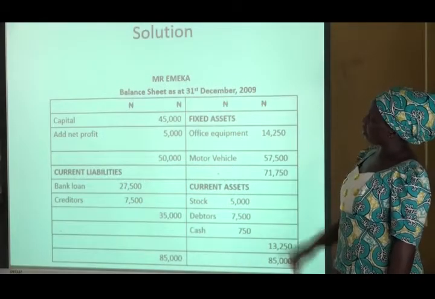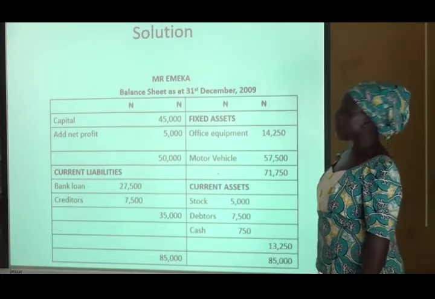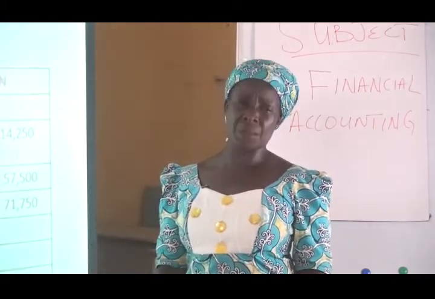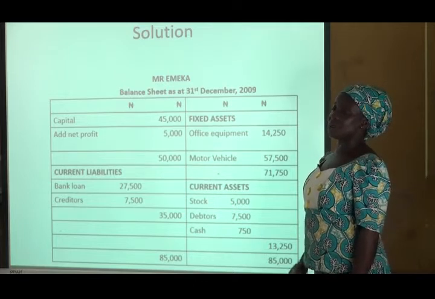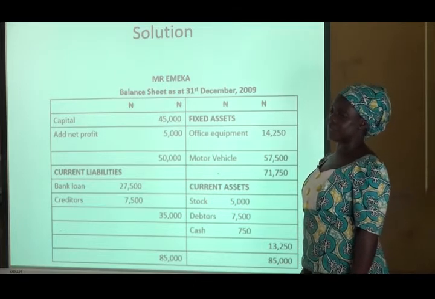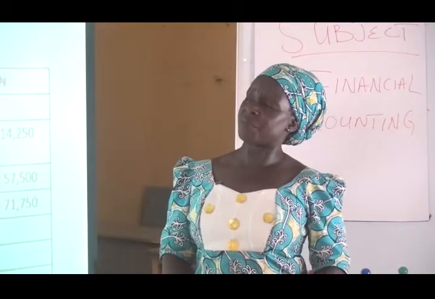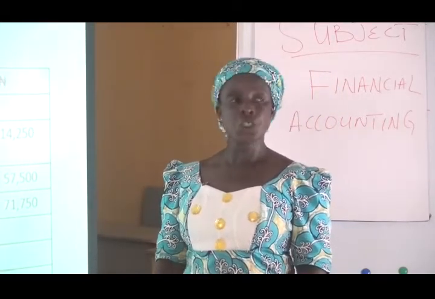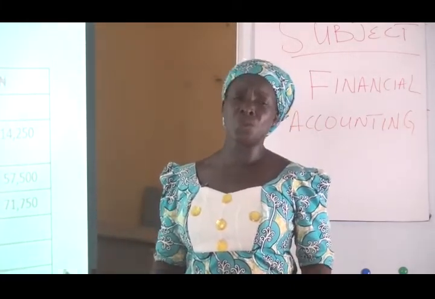Now we are going to the left-hand side. We also have two naira columns on the left-hand side of the balance sheet. The first thing that will appear there is your capital. And what is capital? Capital is the money you use in starting a business. And this capital, after you have made a profit, you now add that profit to the capital figure in order for you to expand your business.